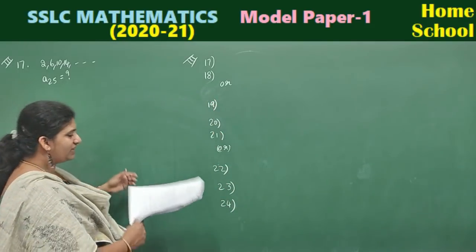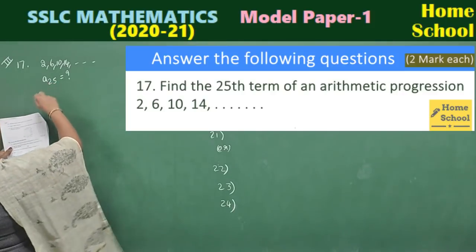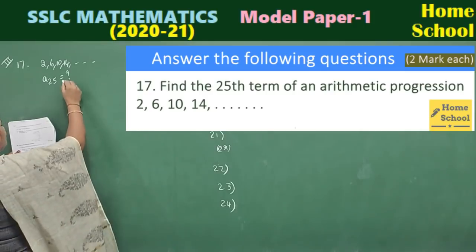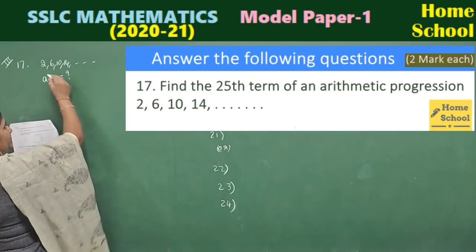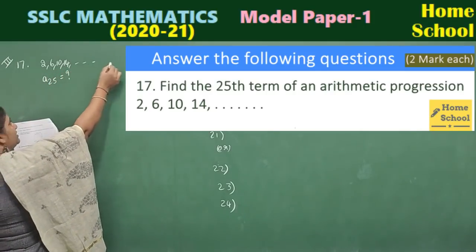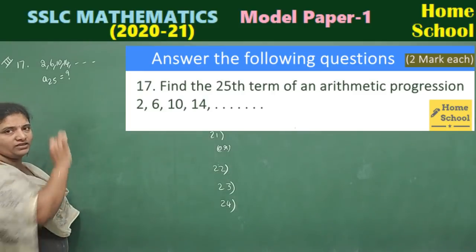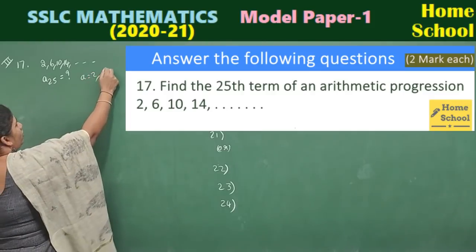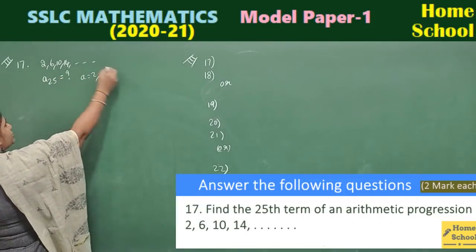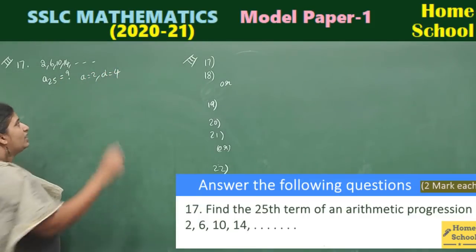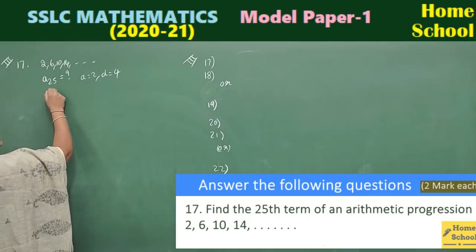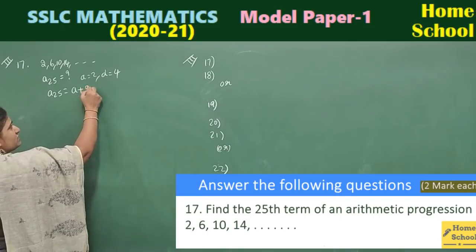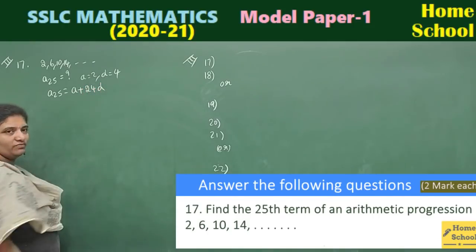Okay, let's start with the 17th one. Find the 25th term, A25, of the arithmetic progression 2, 6, 10, 14, and so on. Given the arithmetic progression, immediately identify A is equal to 2, D is equal to 6 minus 2, which is 4. A25 means, write this in general form: A plus 25 minus 1, which will be 24D.